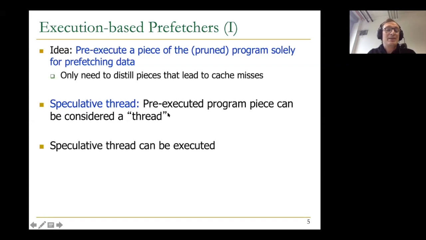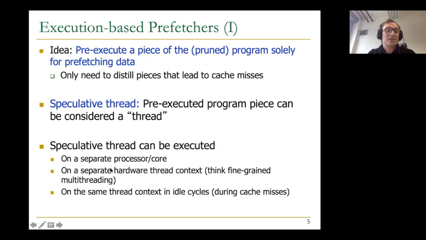And a speculative thread can be executed in different places: on a separate processor or core, just like any other thread, on a separate hardware context, like in fine-grained multithreading or other forms of multithreading, simultaneous or coarse-grained multithreading. Or it could be executed on the same thread context in idle cycles. So whenever the main thread is stalled, waiting for memory, for example, you could switch in this speculative thread that's there to just prefetch for the main thread.